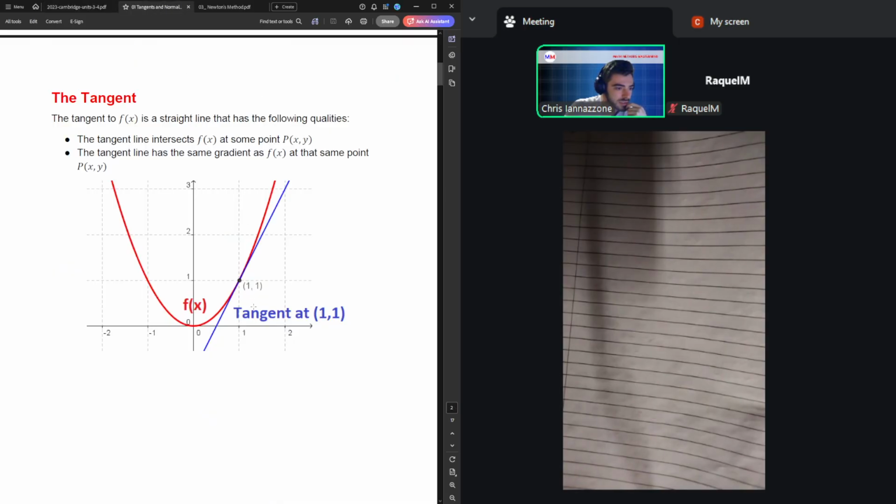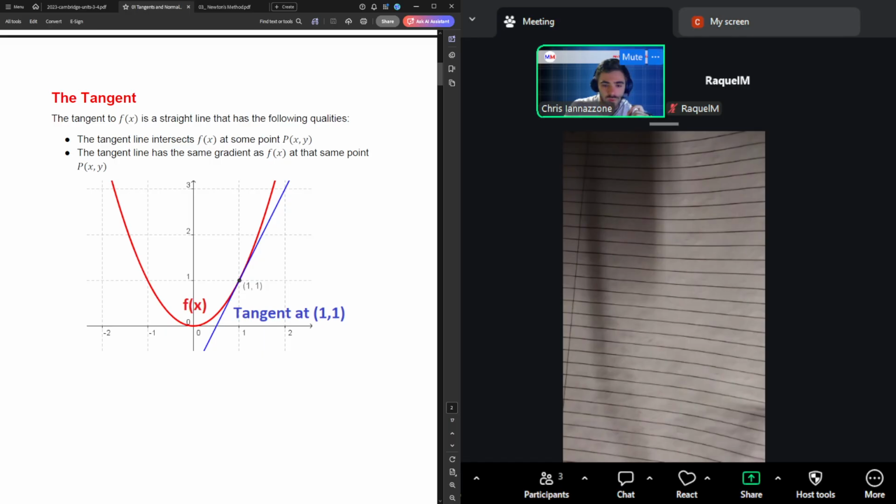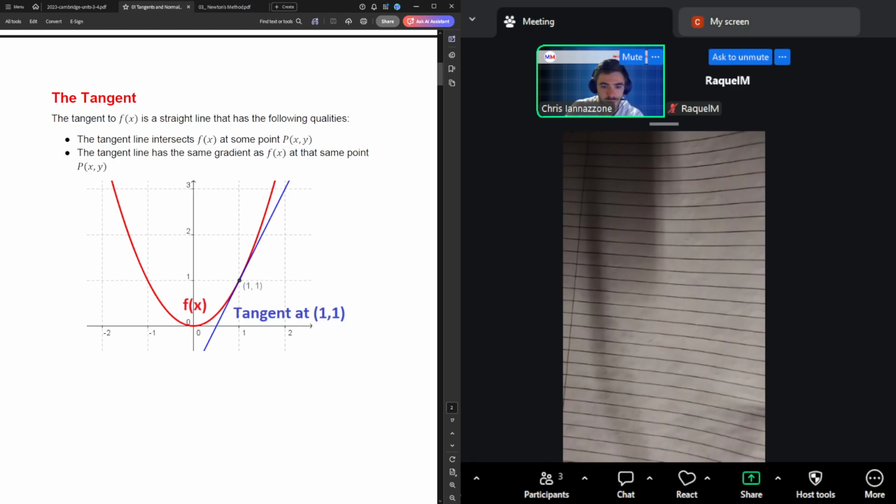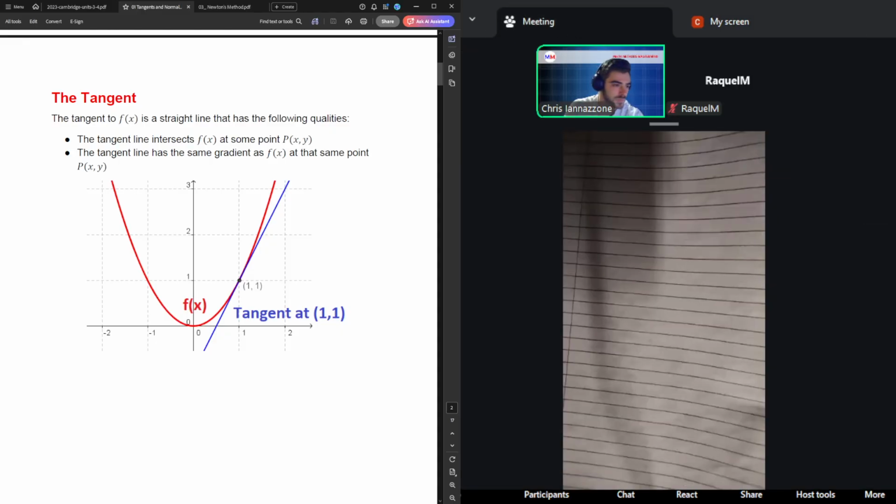The tangent is a linear line that connects to the function at a particular point. So it doesn't exist in isolation, it always exists with respect to another function. Not only does it intersect a function at a particular point, it also shares the gradient the function has at that point as well. So those are the two key features of the tangent line.